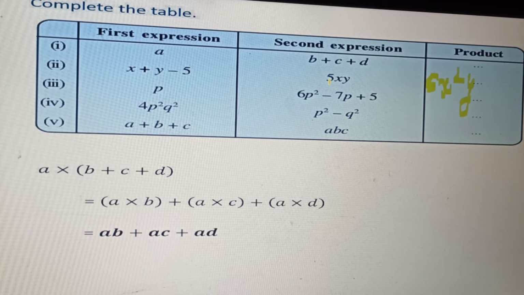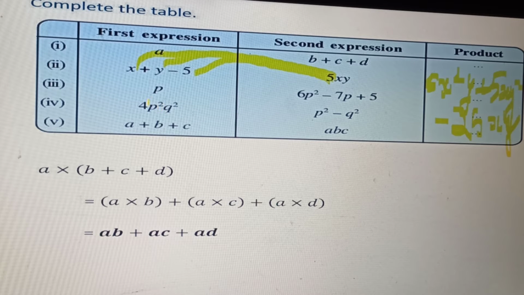This 5xy should be multiplied with 3 terms. 5xy should be multiplied with this term, and 5xy should be multiplied with this term also. So 5xy into y is 5x square y, plus 5x y square, minus 5 into minus 5x is minus 25xy.